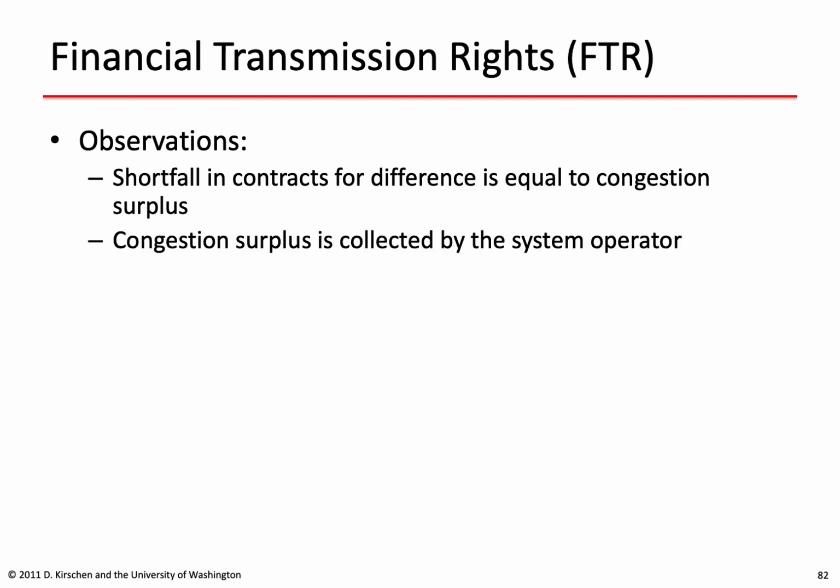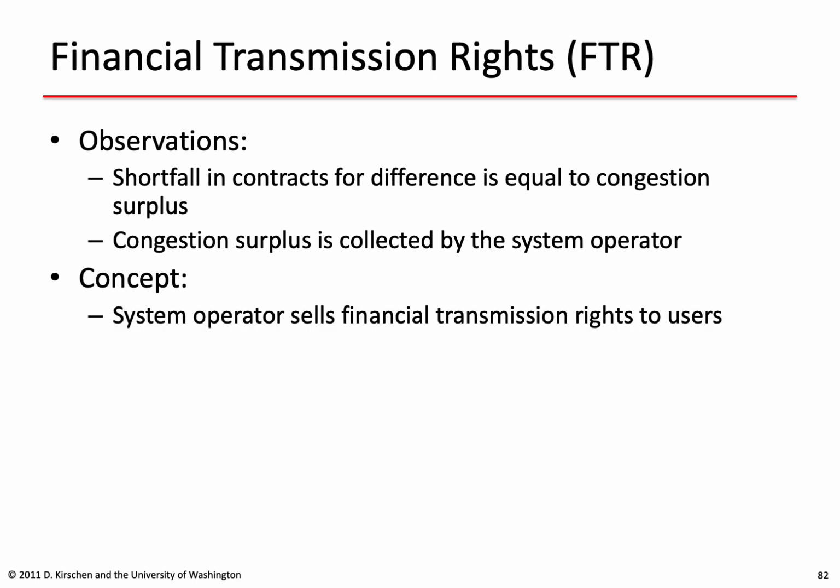This congestion surplus is collected by the system operator. But as we said earlier, we should not allow the system operator to keep this congestion surplus because it would give it a perverse incentive to increase congestion in the network, which is not economically desirable. So the concept of financial transmission right is that the system operator is going to sell financial transmission rights to the users of the network.